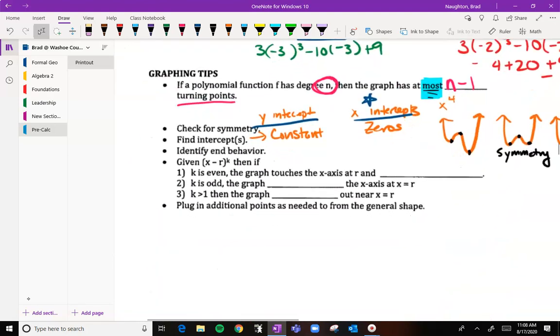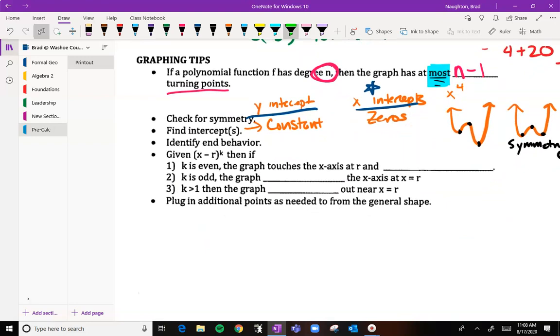All right. So the next thing is identify this crazy little theorem right here. Okay. So if that k is even, then it touches the x-axis and bounces. We talked about that in the previous class. So it would be something where at that 0, it stays on that side. Okay? If it is odd, remember we're looking at just that k value. So if that k is even, bounce. If that k is odd, that's going to pass through or cross.